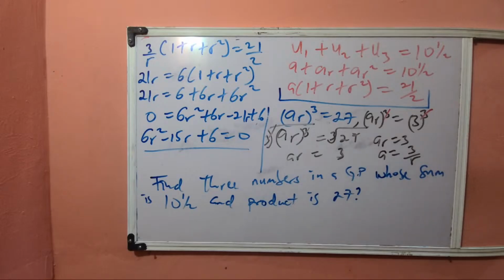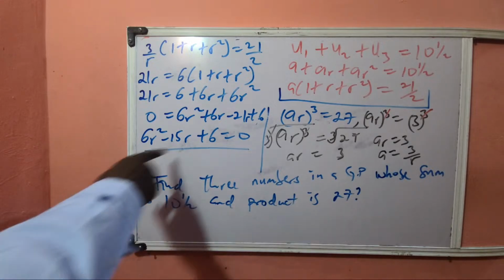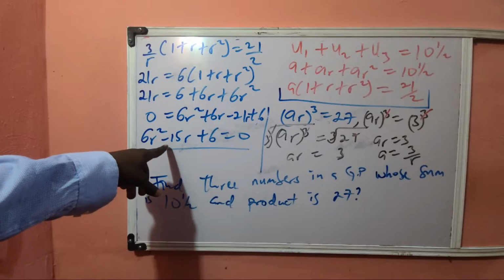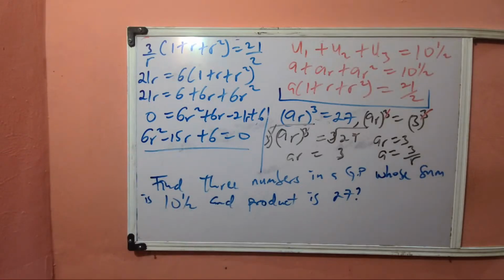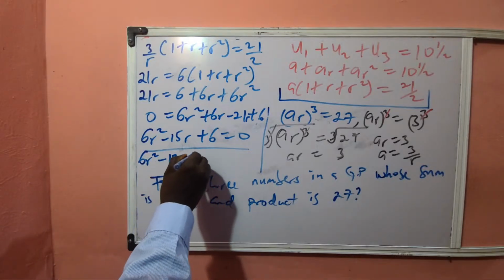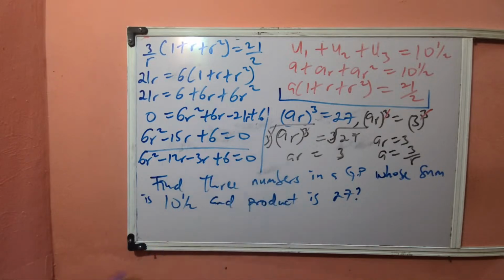So what you want to do next, obviously, is to solve quadratically, and you have to look for the factors. We have 6 here, we have 6 here, so we're looking for something that gives 36. 6 times 6, obviously, that's 36. Something that gives 36 on multiplying them together, and when I add them together, I get minus 15. If you think very quickly, you'll see those two numbers are minus 12 and minus 3. So I can split this into 6R squared minus 12R minus 3R plus 6 equals 0.